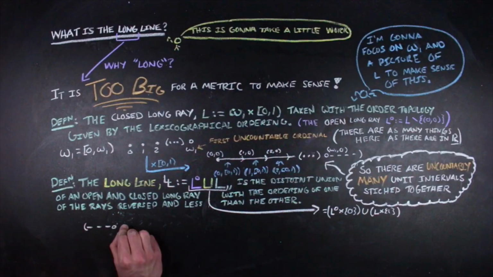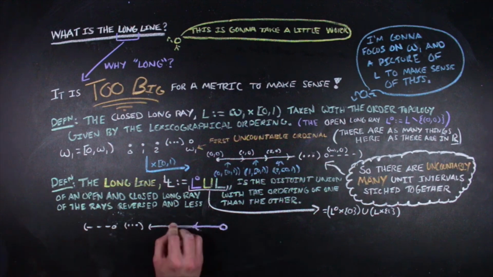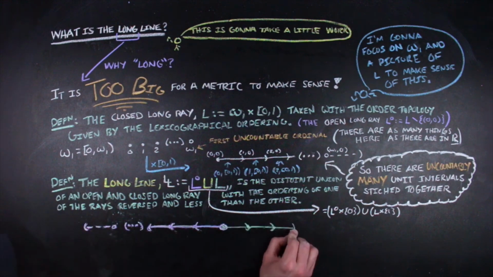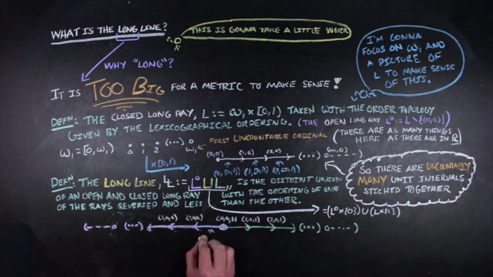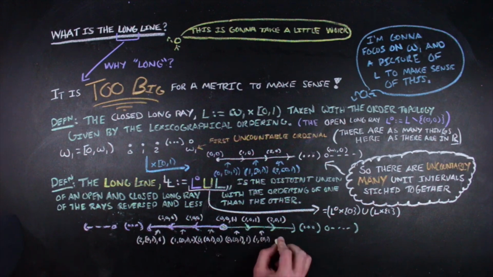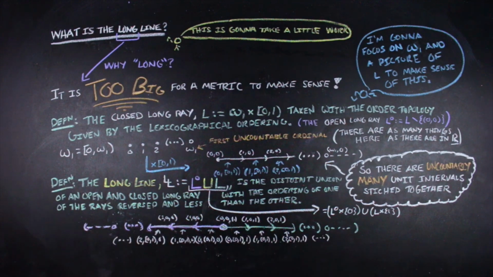So just to get a sense of what this looks like, it's going to look very similar to our long ray picture above, except we're going to have two long rays going in opposite directions. And I've also labeled the long line with some coordinates and some interval labels just to give you some ideas of where those products are coming into play and all that fun stuff. But that's essentially what the long line is.